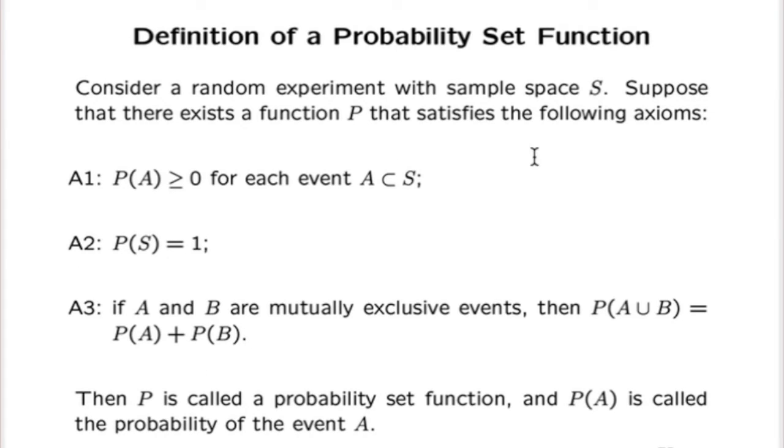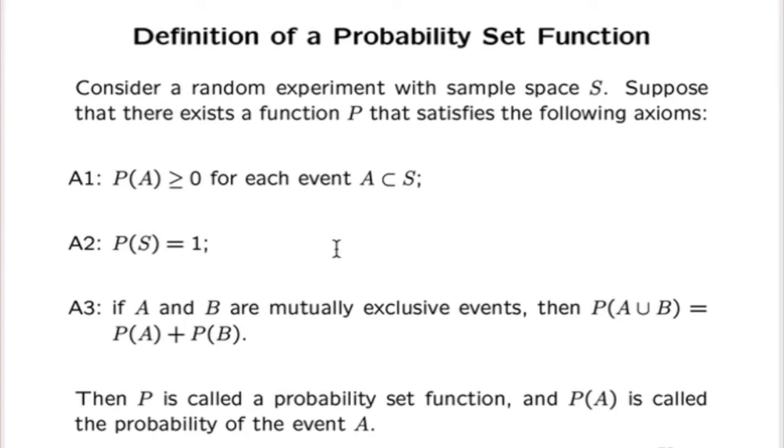We said we wanted to list axioms that made sense, and that we thought that any kind of probability set function should satisfy. If you look at these three axioms, we know at least two of these, because A1 and A3 were actually properties of a relative frequency probability. Now, we did not show this one, and we did not prove that as being true for relative frequency probabilities, but it is true.